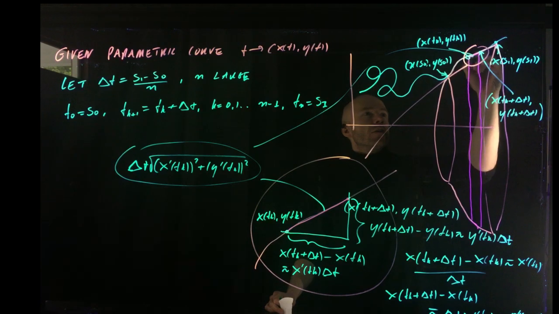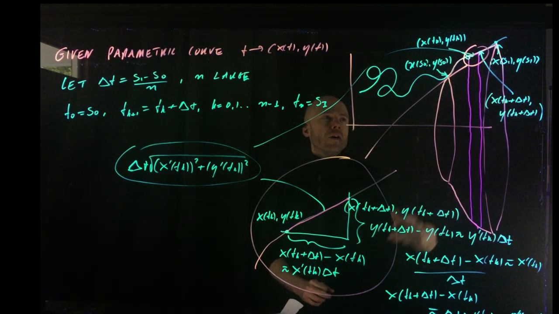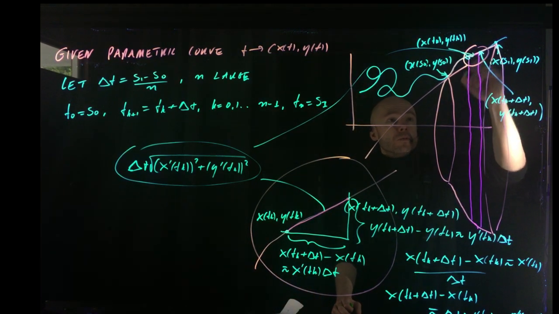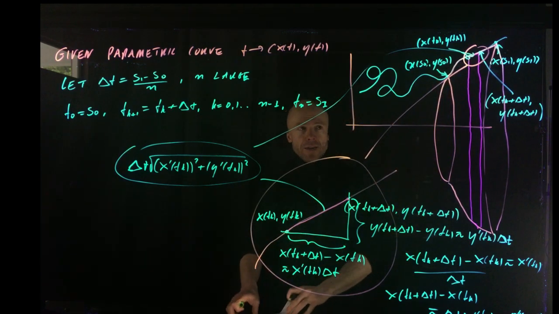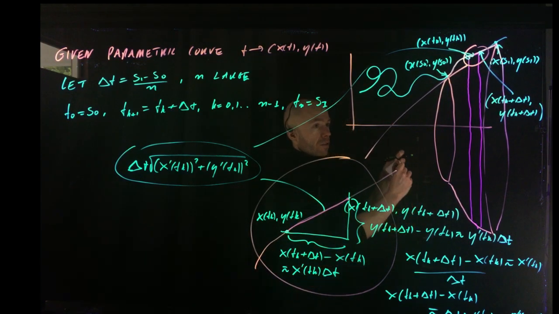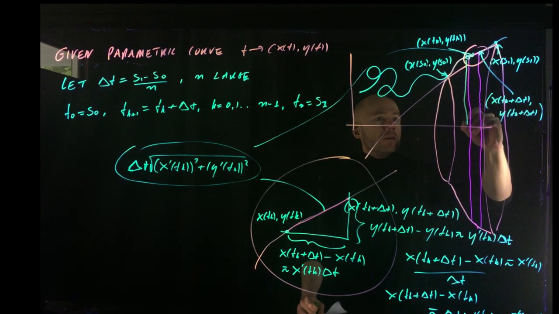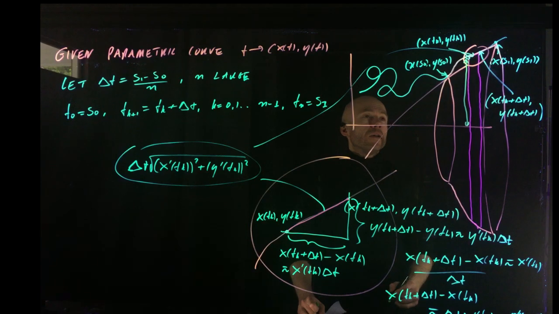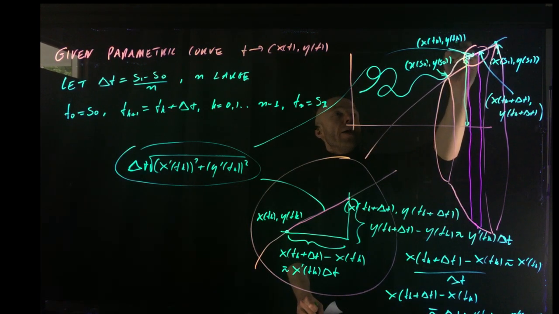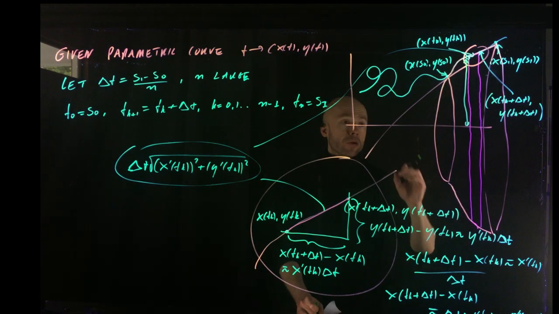But now we need the circumference of the band. And circumference we'll get from the radius. If we look at this from the side, we're just going to see a circle, right? So we need this quantity right here. And it is given just by y of tk, because the coordinates of this point are x of tk, y of tk. Okay, an important point.